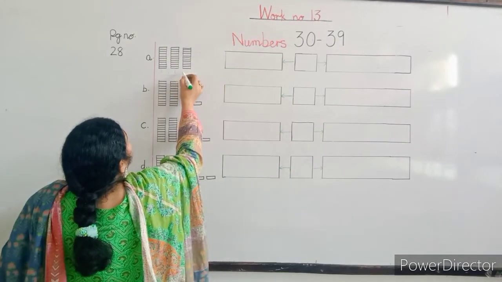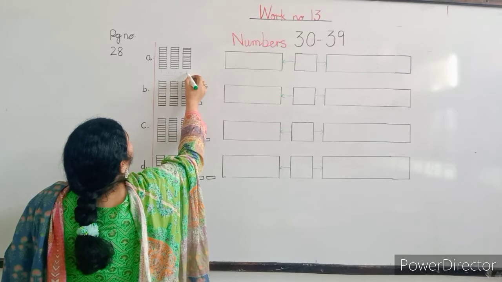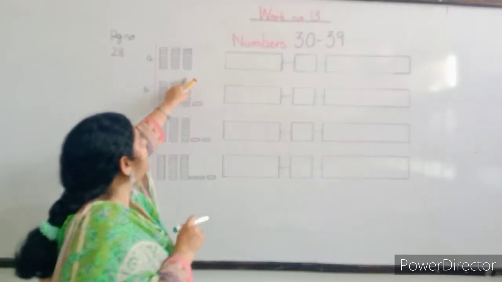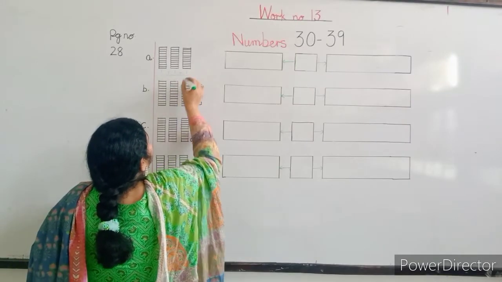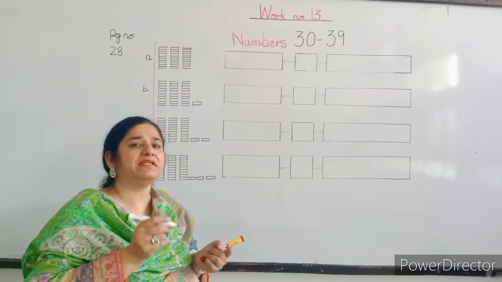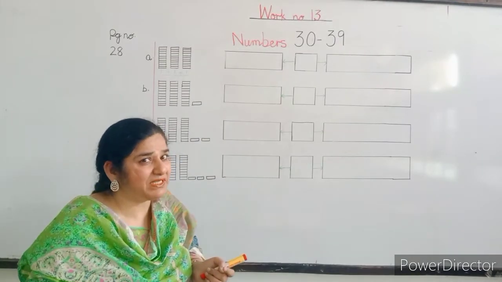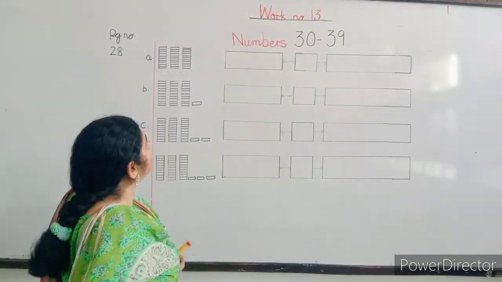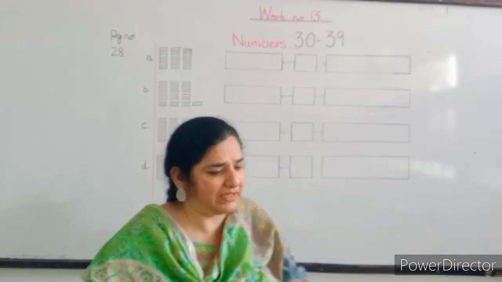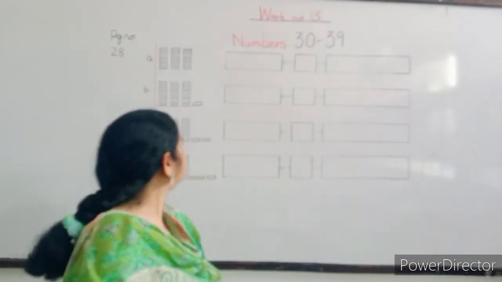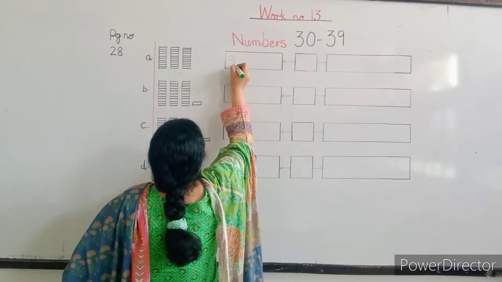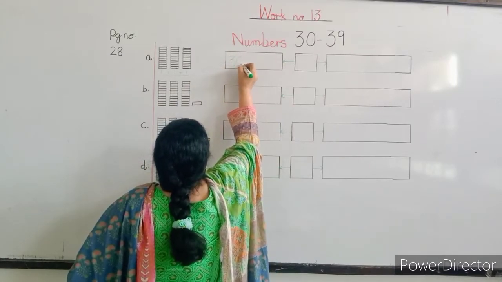Right? So 2 tens plus 1 ten is 30. So it means 3 tens mean 30. 3 tens means 30. Okay. Children, now look here. We have 3 tens here. 3 tens mean 30. Right?